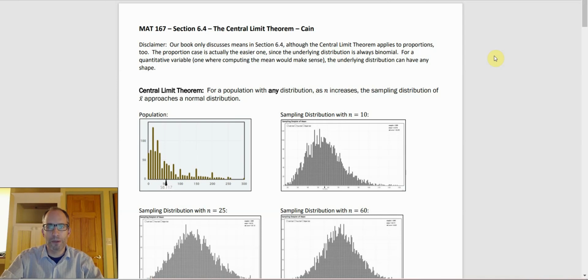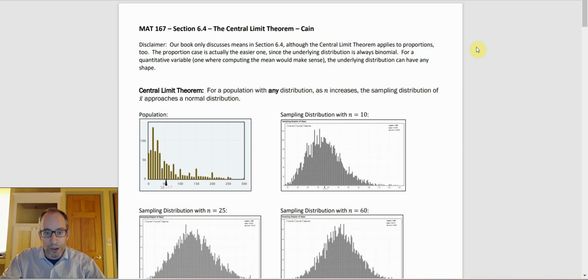Section 6.4 is about the central limit theorem, the basic idea of which is that as your sample size gets larger, the sampling distribution would get closer and closer to a normal distribution. However, I stuck this disclaimer in here because our book only relates this to the distribution of the sample mean. And when you look at the section 6.4 homework, that's all it's about. Every question's about a sample mean. And that's fine. That's actually the tougher one.